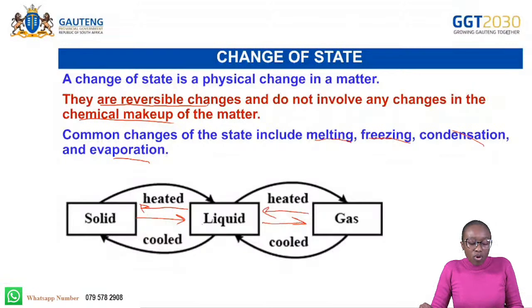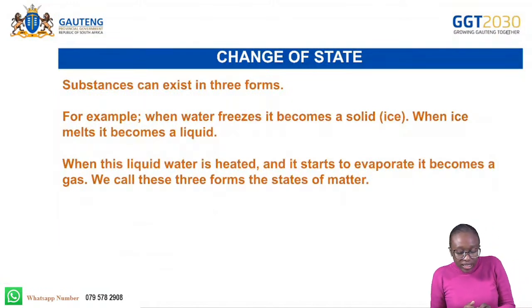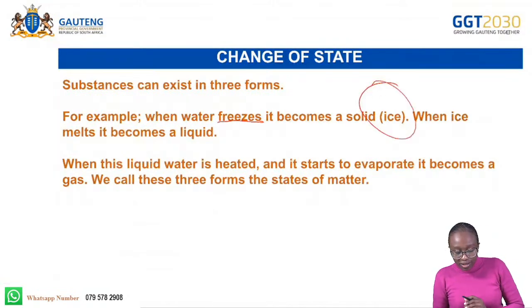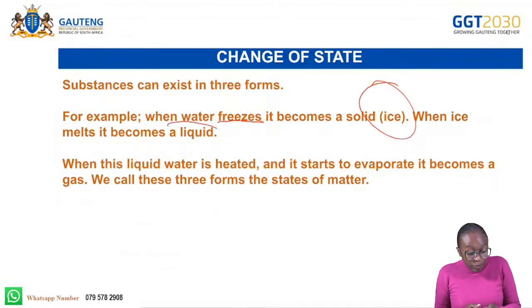Now let's learn more about this change of state. Substances exist in three forms: the three states of matter: solid, liquid, gas. For example, when water freezes, it becomes a solid. We call that solid ice. And when ice melts, it becomes a liquid.